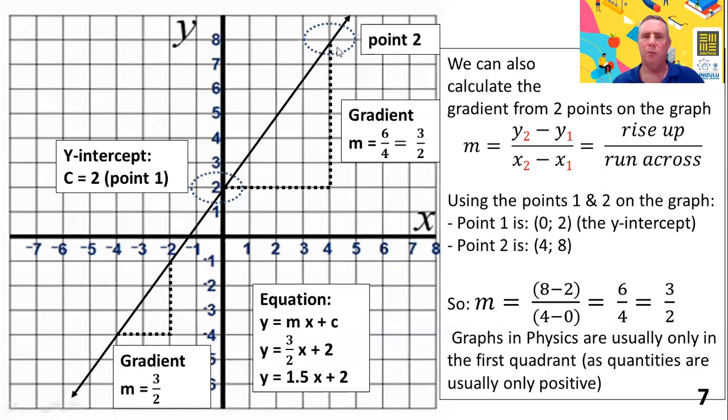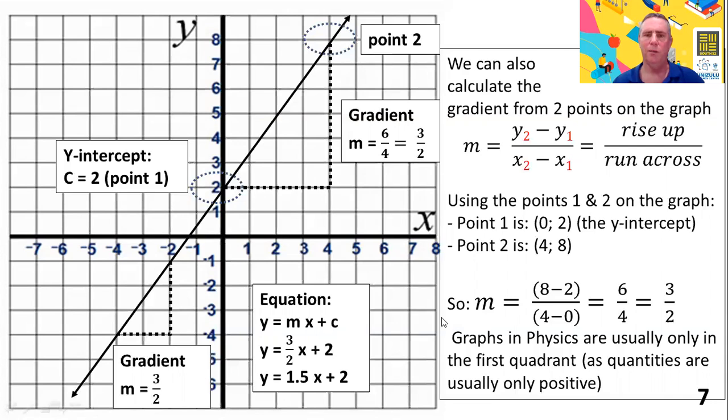And you find it by subtracting the lower y value from the upper one, and then subtracting the left-hand x value from the right-hand one. So gradient just tells you for every block you go across, how many blocks you go up or down. The c value is the y-intercept. It's where the graph cuts the y-axis at the point where x is equal to 0. And in this case, c is equal to 2.